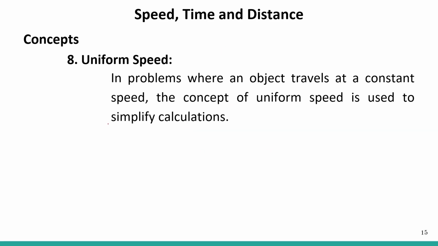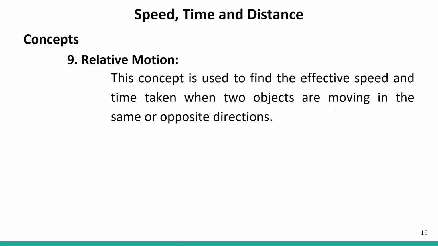Okay. So let's see the 8th kind of concept, that is uniform speed. In problems where an object travels at a constant speed, the concept of uniform speed is used to simplify calculation. Okay. So let's see the 9th kind of concept, that is relative motion.